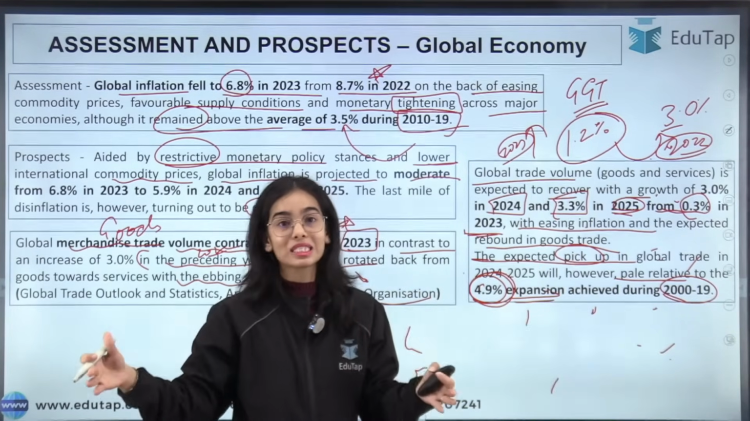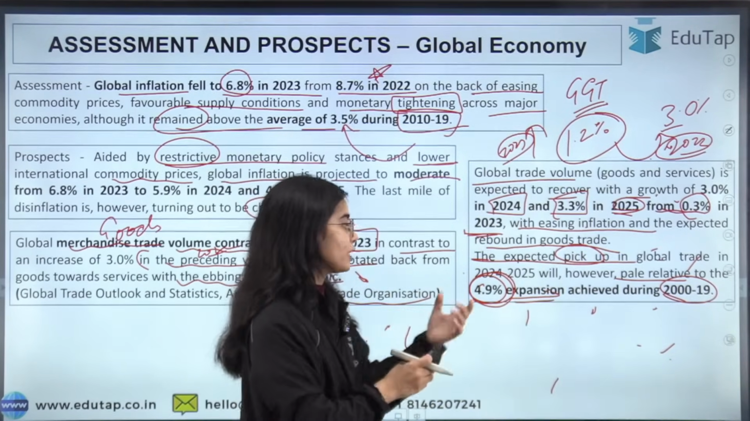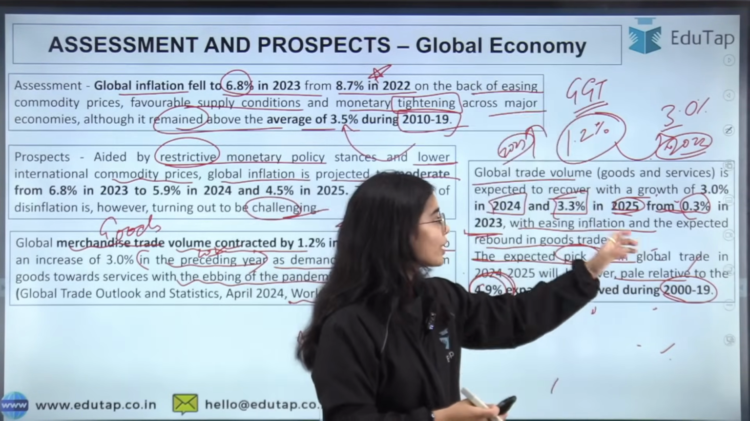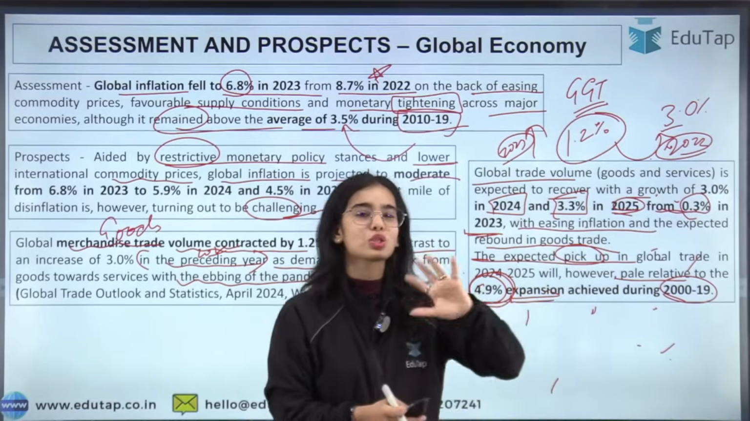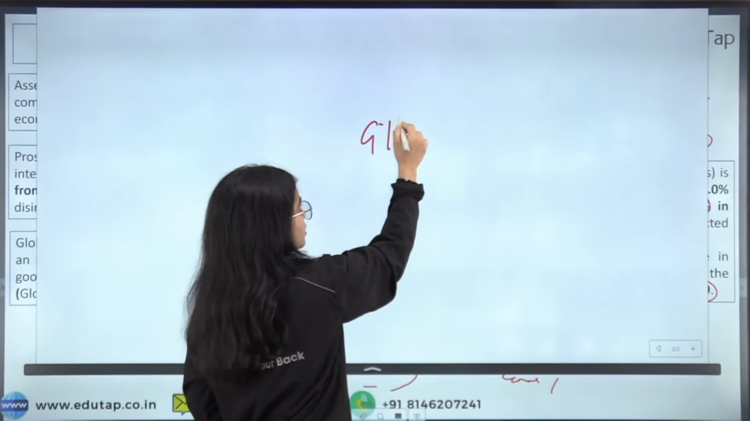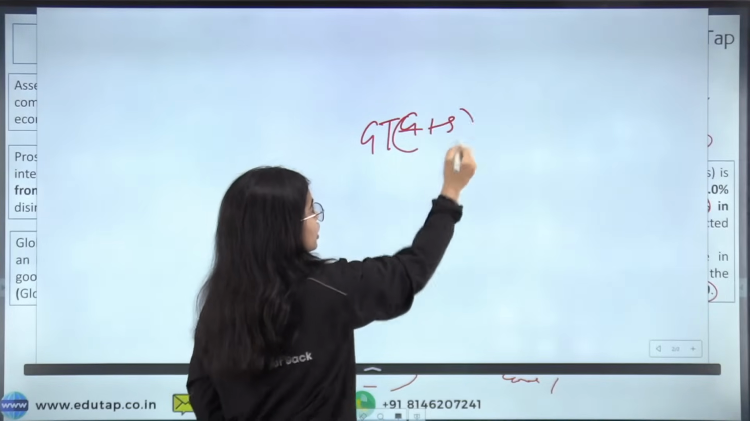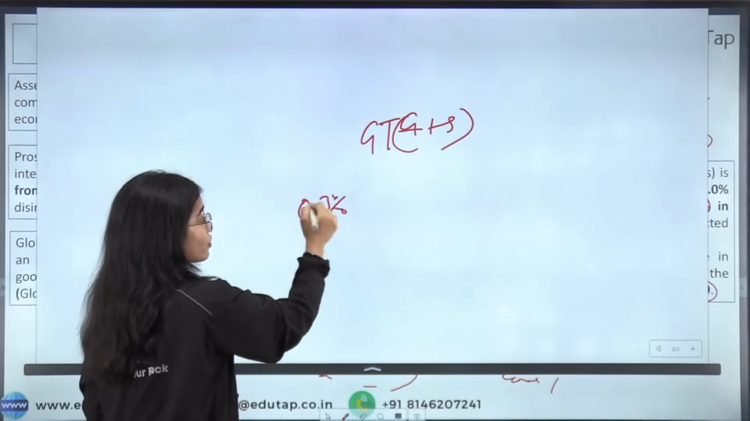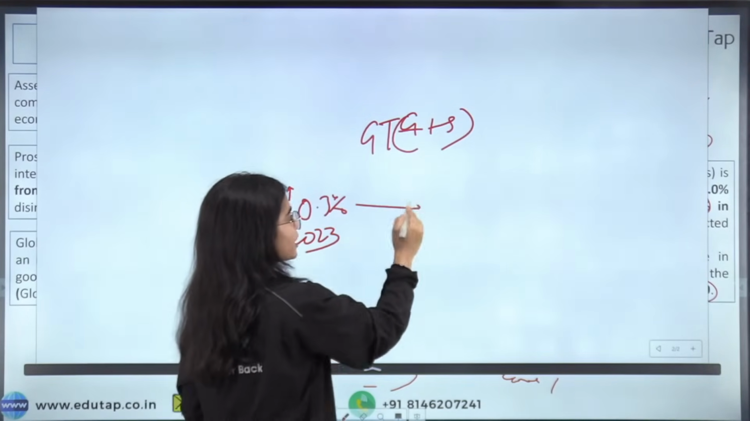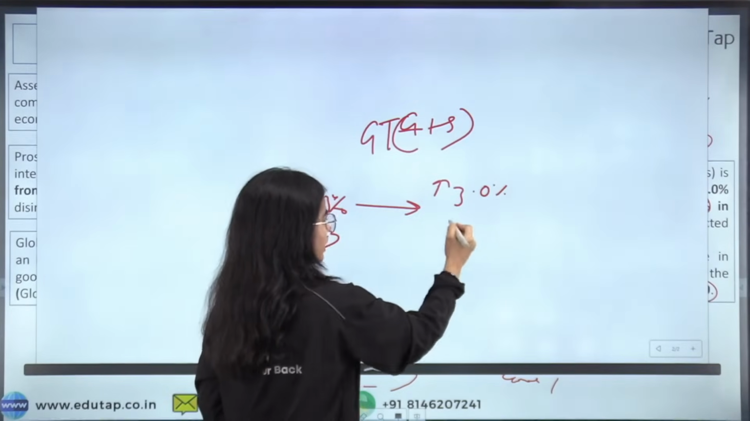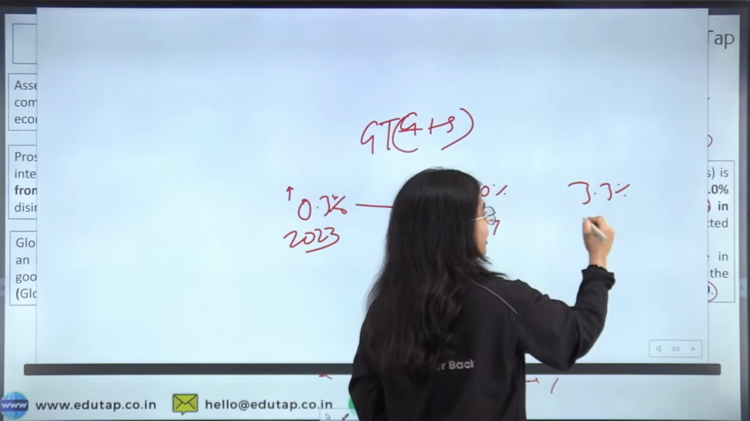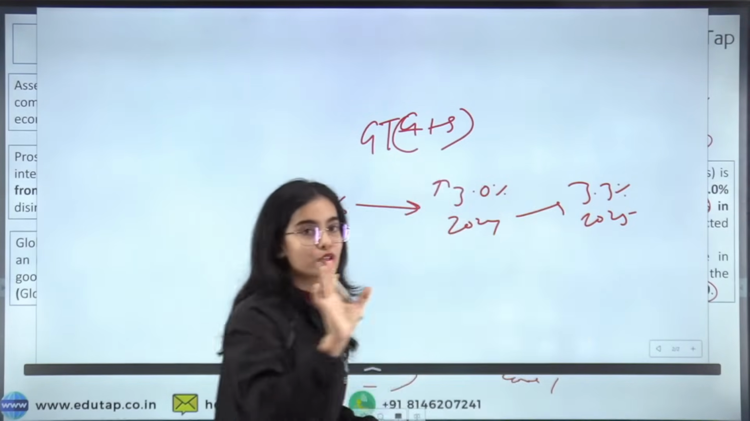So in 2000 to 2019, global trade was expanding by an average of 4.9%. So even the 3.3% trade growth is not as good, as you can understand. Global trade in goods and services was growing by only 0.3% in 2023. That is expected to grow by 3% in 2024. That is further expected to grow by 3.3% in 2025. So I hope you have understood this now.